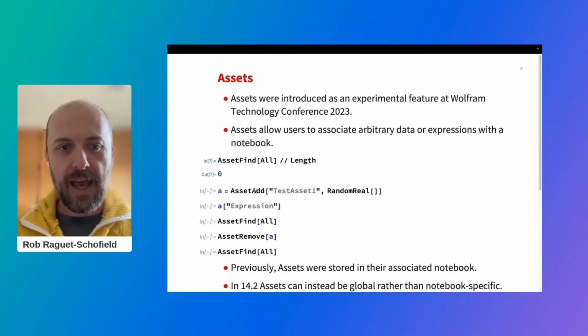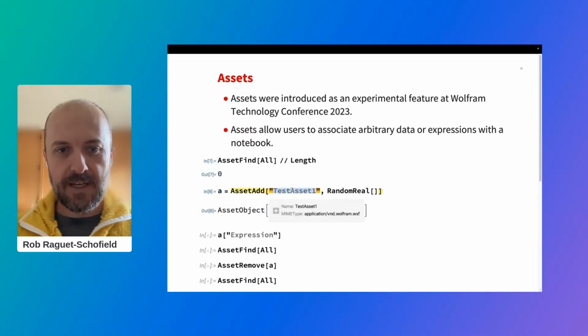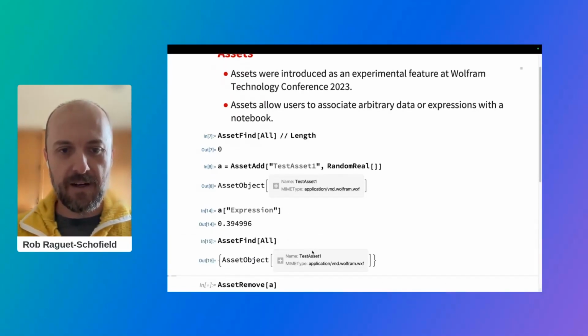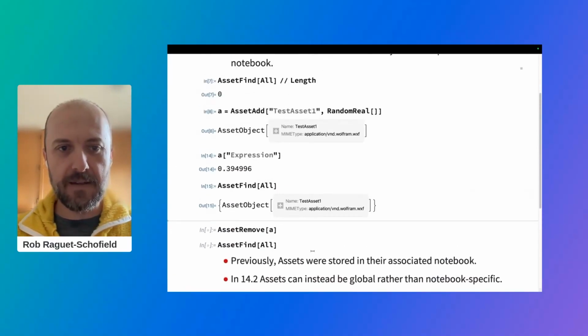So we can add an asset named test asset, whose value is just RandomReal. And then we can query the value of that asset. Since it holds its argument, it evaluates RandomReal fresh every time we do this here. And so when we now find all assets, we see that we have an asset associated with this notebook.